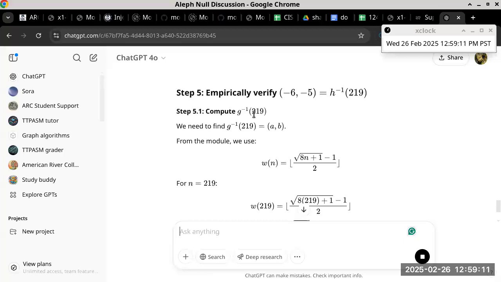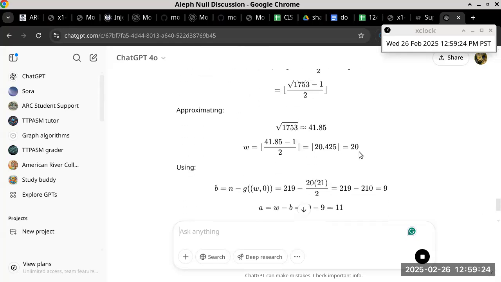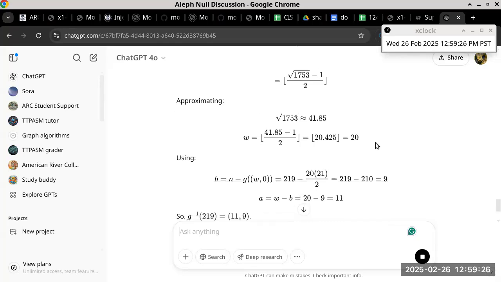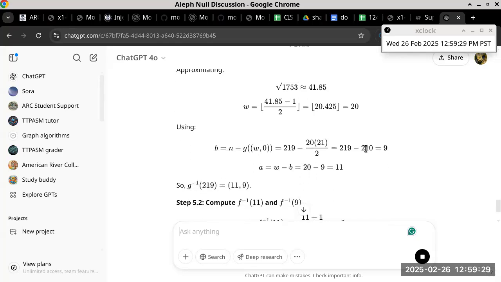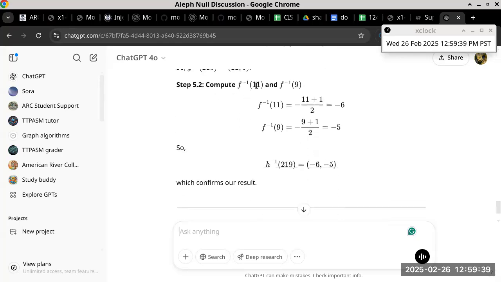And now for the last one, given the actual example that we use, to verify this. First of all, we have to apply G inverse to the natural number to find A and B. And it even quotes the W function that I have included in the module. It finds that W is 20, just like what we did on the whiteboard. And then it figures out that B is 9 and A is 11. So G inverse of 219 is 11, 9. Then we compute F inverse applied to 11 and F inverse applied to 9, and they are -6 and -5 respectively. And the answer is this.